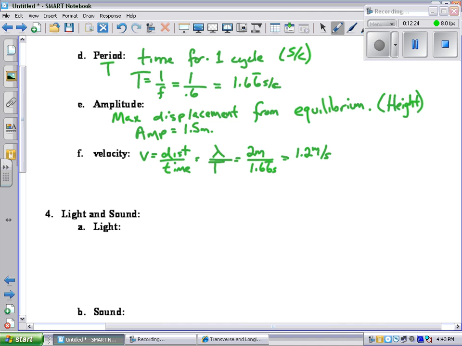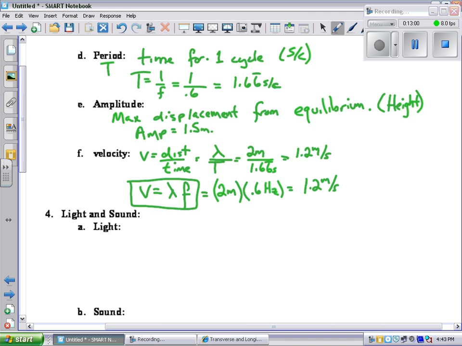Now that's not usually how you calculate it. I just wanted you to see how if we do wavelength divided by period, that's distance over time, gives me meters per second. The equation we're really going to use almost always, and this is like the F equals ma for waves, velocity is wavelength times frequency. If we do the same example, our wavelength was 2 meters, and our frequency was 0.6 hertz, and that would also give us the value of 1.2 meters per second. So when you think velocity, I really want you to think this v equals lambda f. I can use wavelength divided by period, but usually they're going to give you frequency and not period.